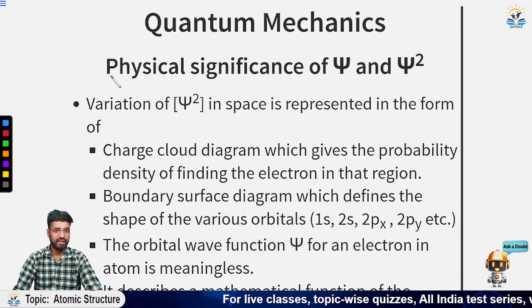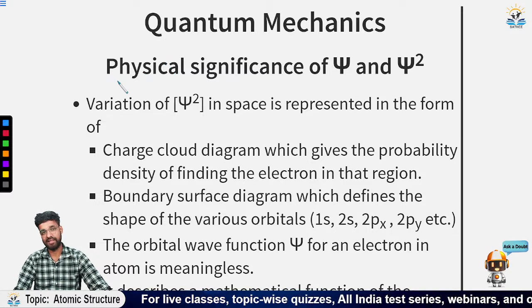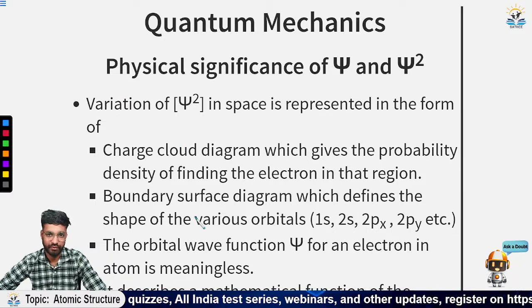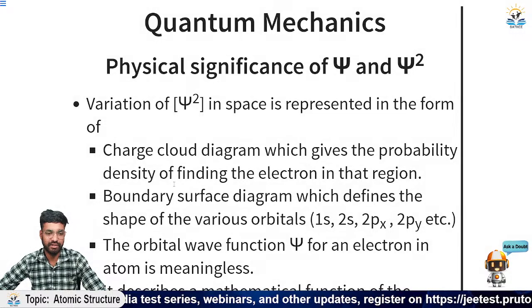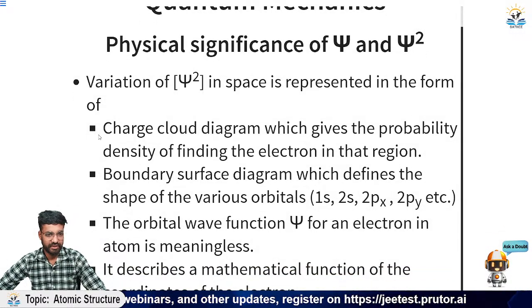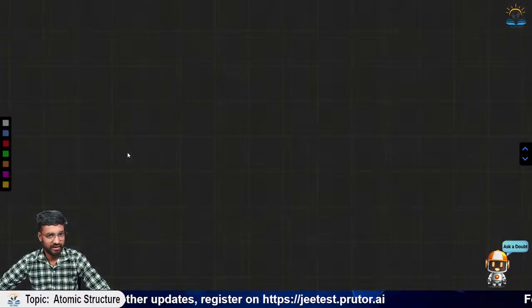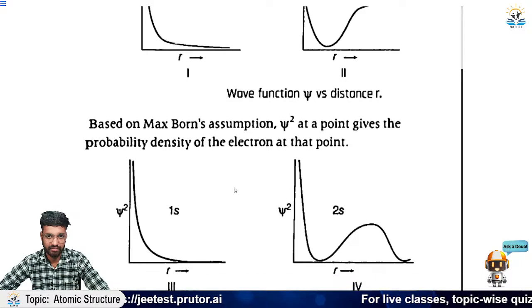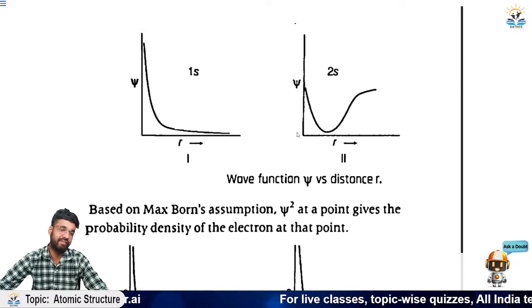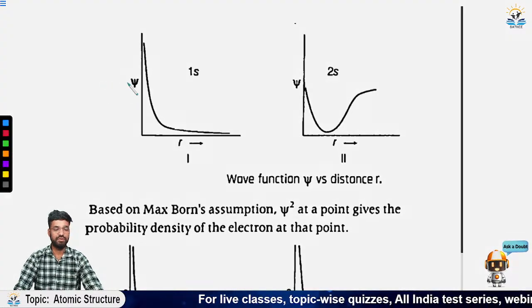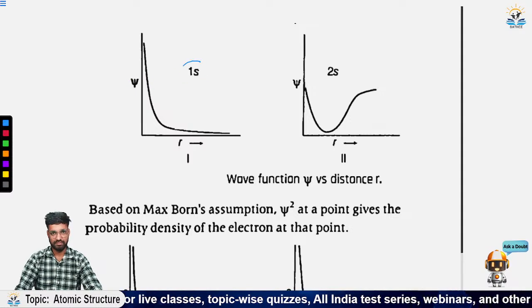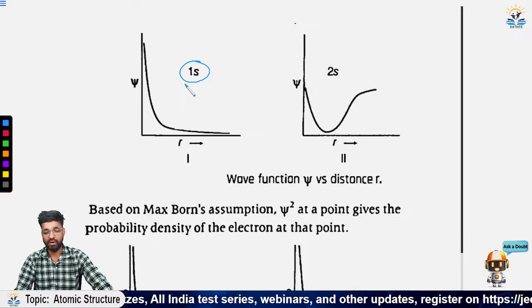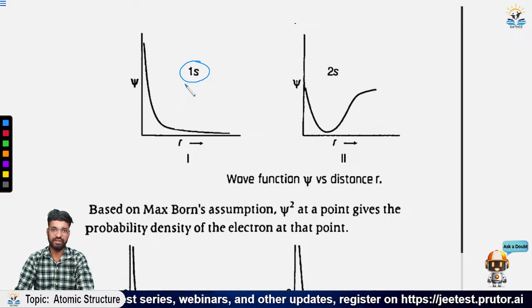Now we are going to see the graph of psi square with respect to the radius. Before we see these points, let us see what this plot represents. These are the different plots we have here. This is our first plot, for the 1s orbital. I will explain it after we get a grasp of the four quantum numbers, then we will understand this.